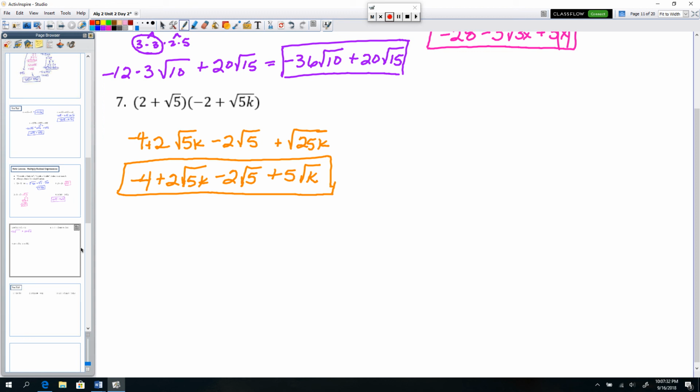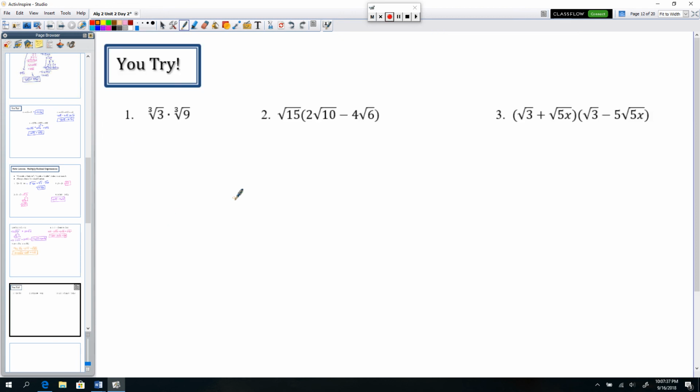Alright, let's put our multiplication skills to work on these 3 example problems. You go ahead and try them. Pause the video before revealing the answers. Pause the video and try these out on your own, and then check your answers by pushing play.